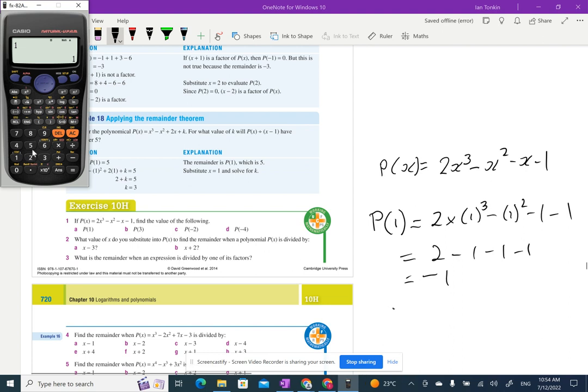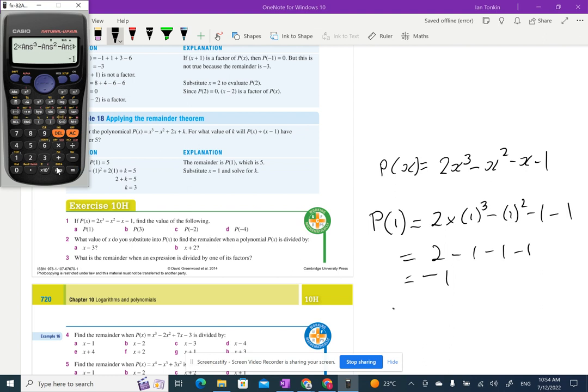And what I'm going to do is 2 times my answer cubed, minus 1, my answer squared, minus my answer, minus 1. Now the beauty of this, and don't press any other buttons, the beauty of this is that it'll do it and I don't have to worry about negatives. So if I press that, I should get negative 1, and I did.